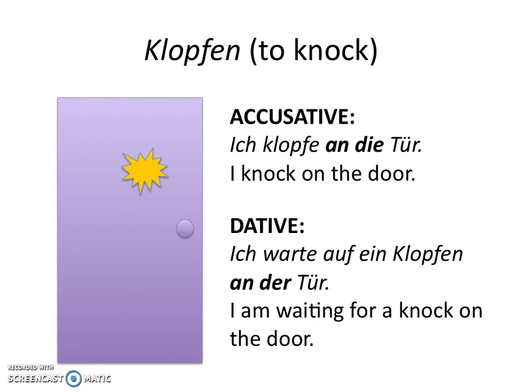Let's look at the verb klopfen, for example, which means to knock. Knocking seems to be a relatively motionless activity. You're standing in front of your friend's door and you're not going anywhere. But in actuality, klopfen an does take the accusative case. Ich klopfe an die Tür, or I knock on the door. Think about how the door is the destination for your fist.